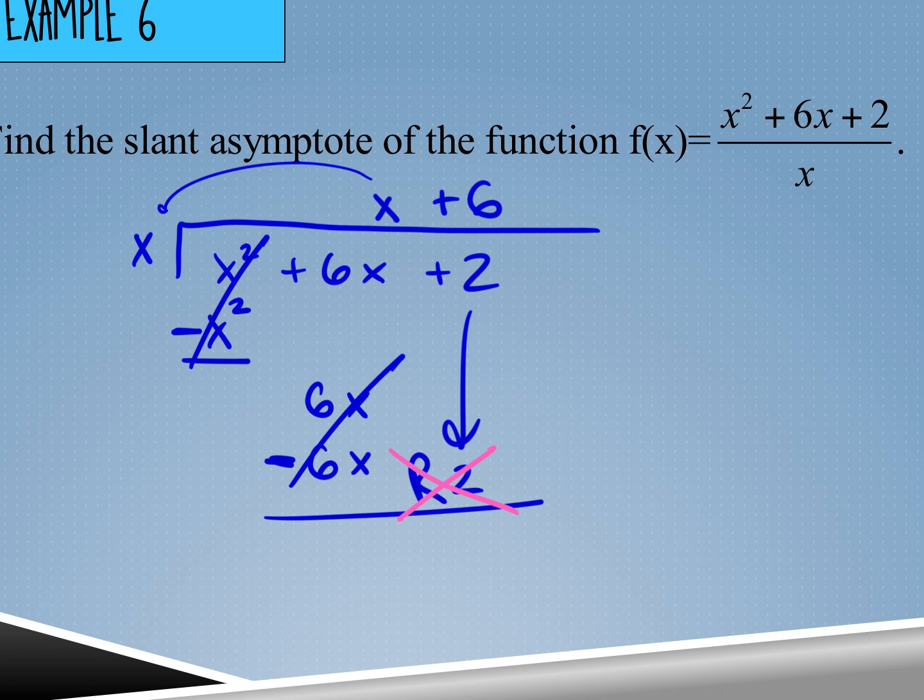So our slant asymptote here is like the whole number part, I guess. That's what we can call it. But our slant asymptote has to be a line. We said it has to be in the form of y equals mx plus b. So what am I missing here? Awesome. So it'd be y equals x plus 6. So that would be our slant asymptote.